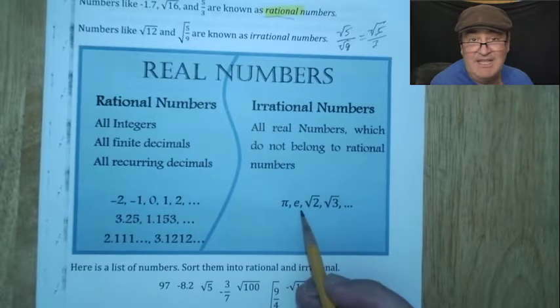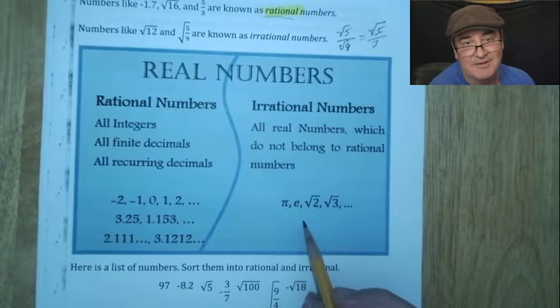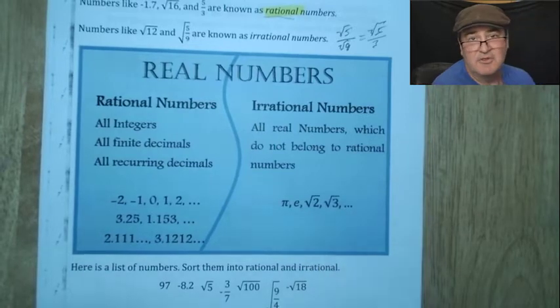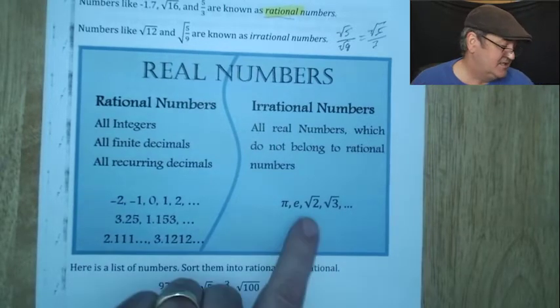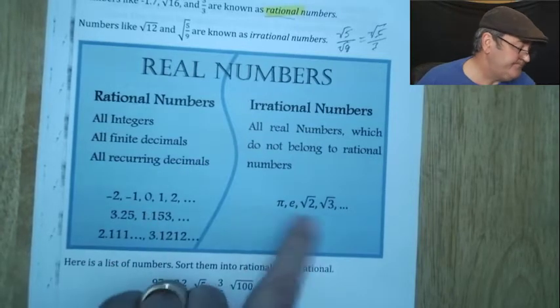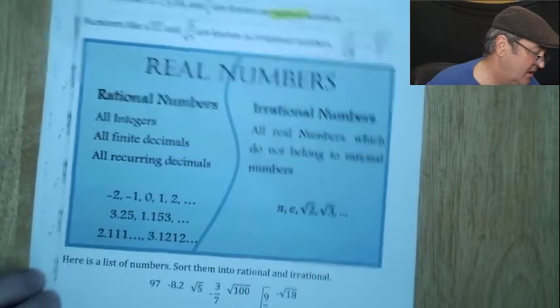Irrational numbers: pi, e. Yes, e is also a number in math. We'll get to that in another class. Square root of 2, square root of 3, those types of things that do not simplify to an integer. So a lot of these are irrational numbers.